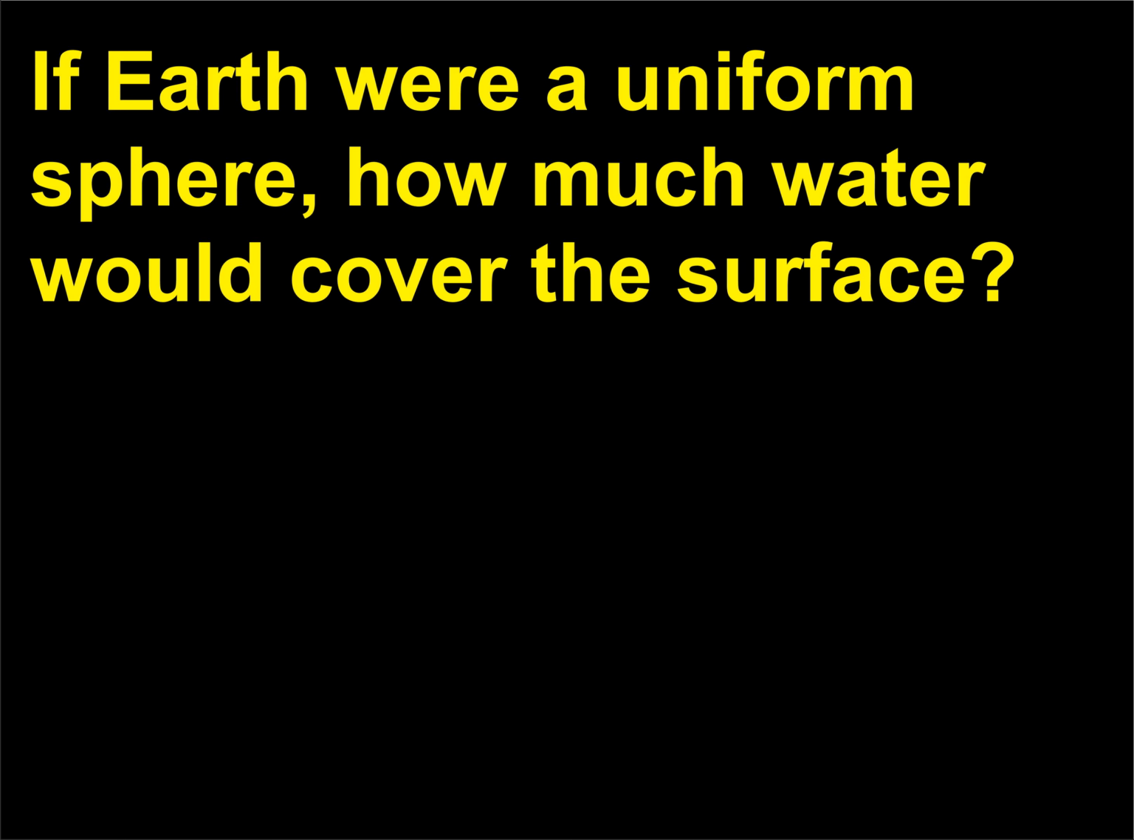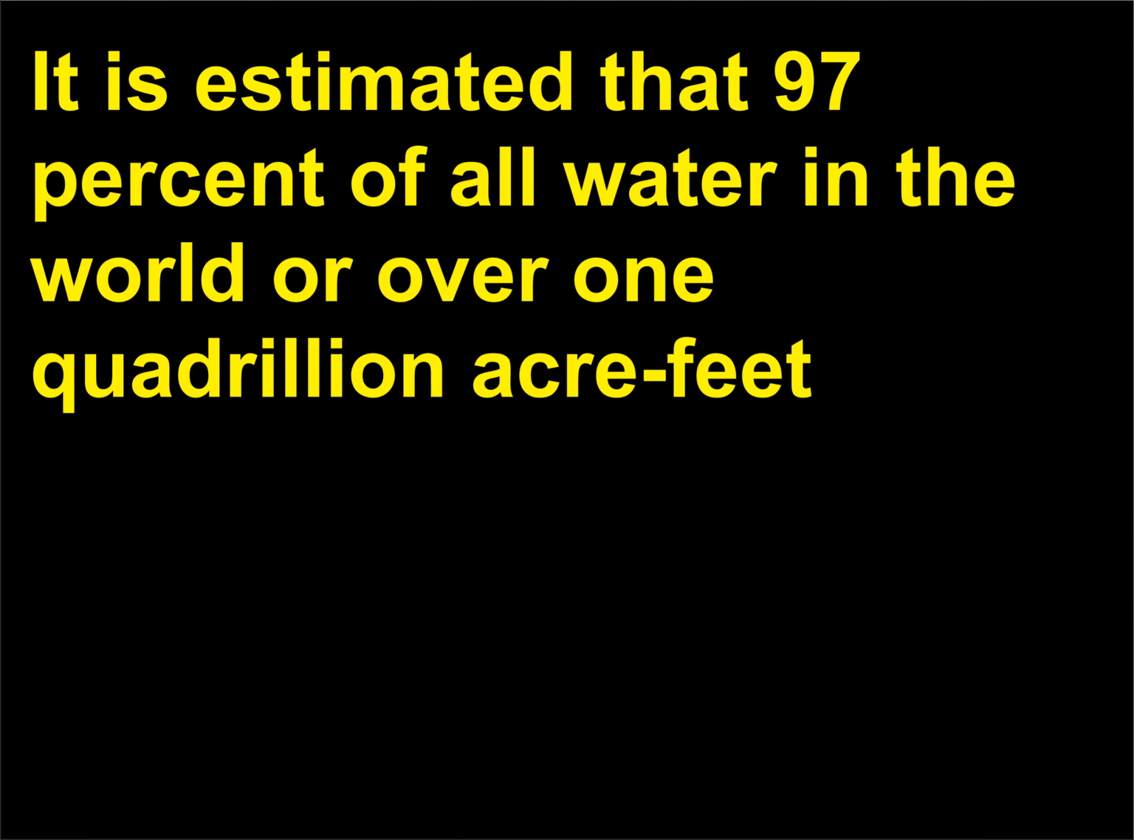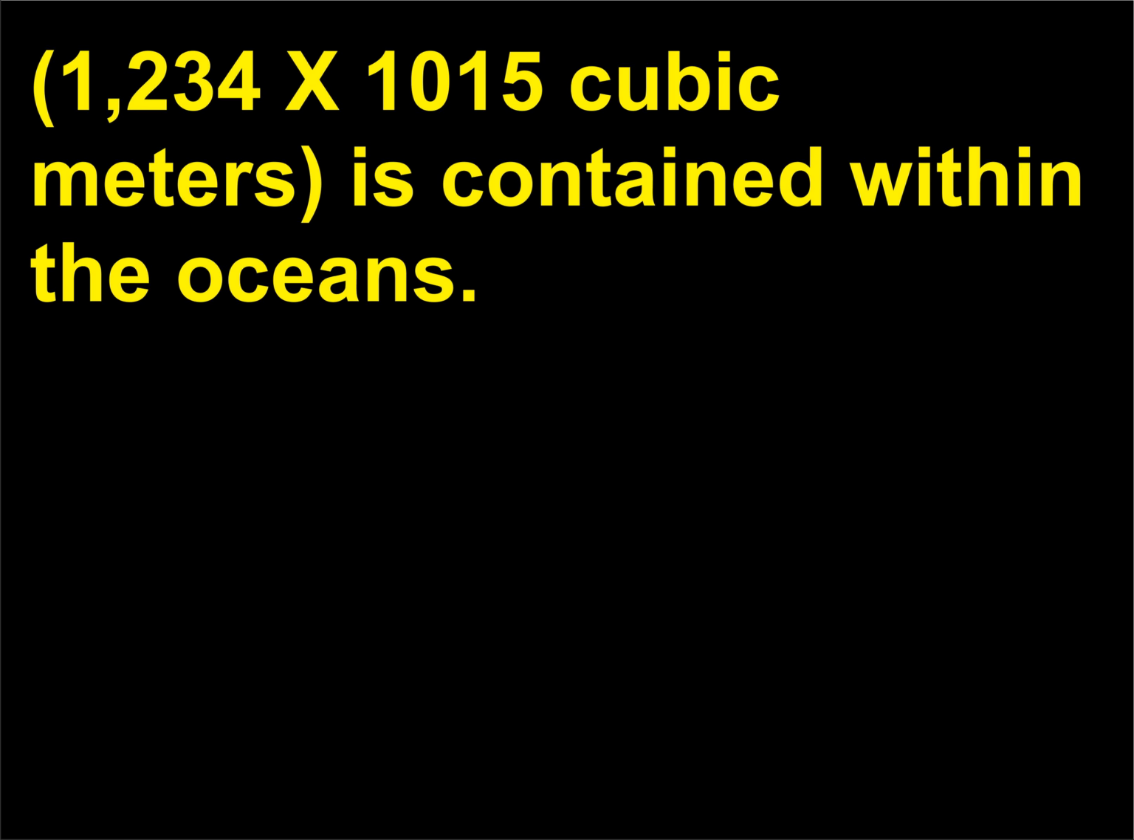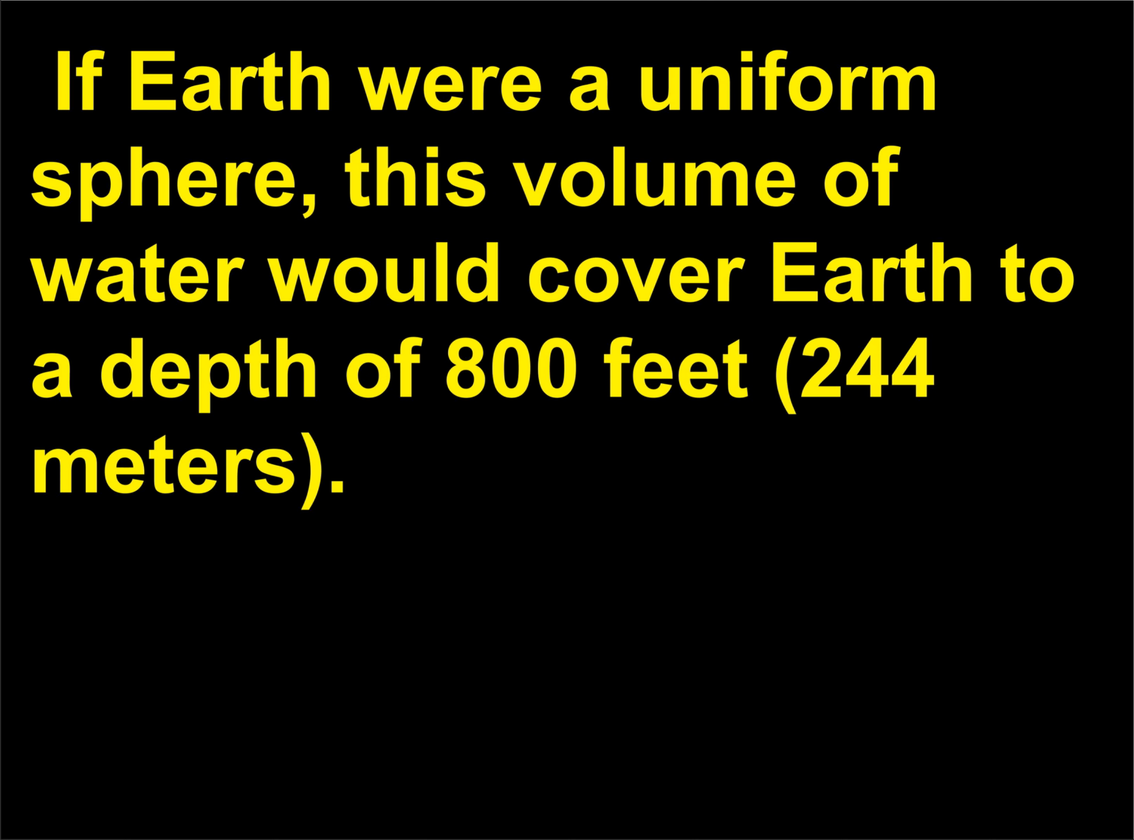If Earth were a uniform sphere, how much water would cover the surface? It is estimated that 97% of all water in the world, or over 1 quadrillion acre-feet, 1,234 x 10^15 cubic meters, is contained within the oceans. If Earth were a uniform sphere, this volume of water would cover Earth to a depth of 800 feet, 244 meters.